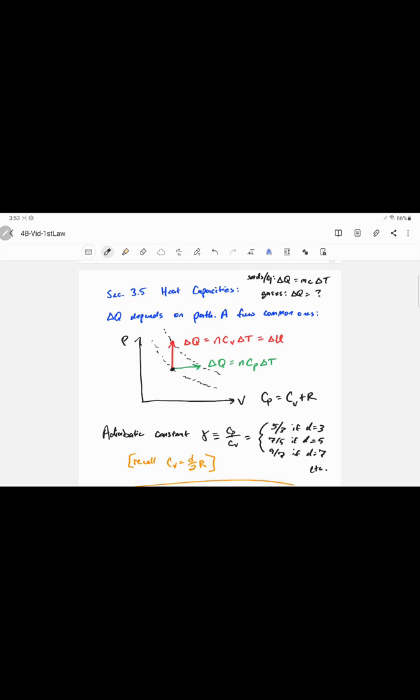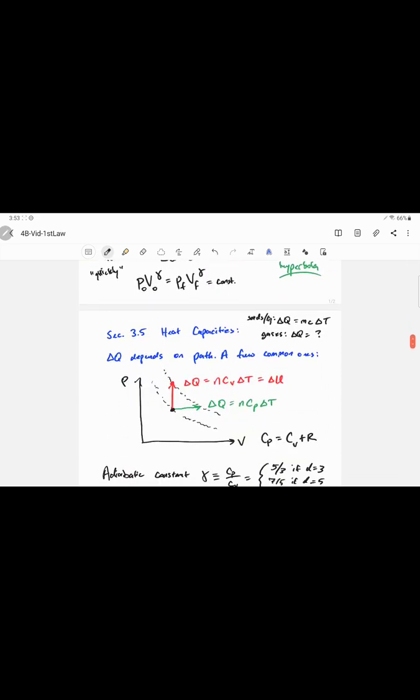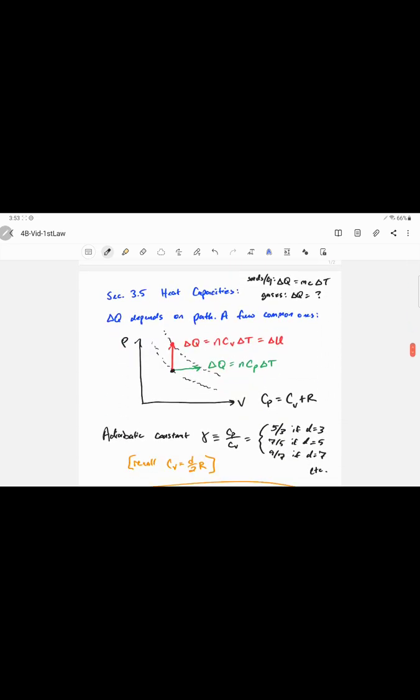You can't just write one formula that always works for delta Q, because remember, delta Q is path dependent. There's a couple paths, though, where you can write the formula very similarly to this. So the most common one is to write it almost the same exact way. That's this one right here.